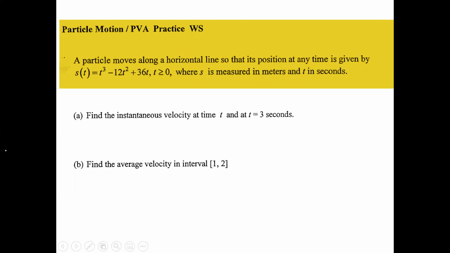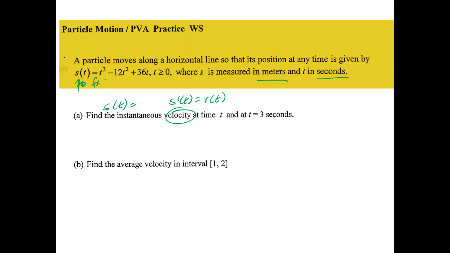Okay, so you have a particle that's moving in a horizontal line, and this right here is the position function, S of t. And it's measured in meters per second. So it's asking to find the instantaneous velocity at this time, and you guys know that, remember, S of t is the position function. S prime of t, the first derivative, is going to give you velocity. Okay, so let's go ahead and do that.